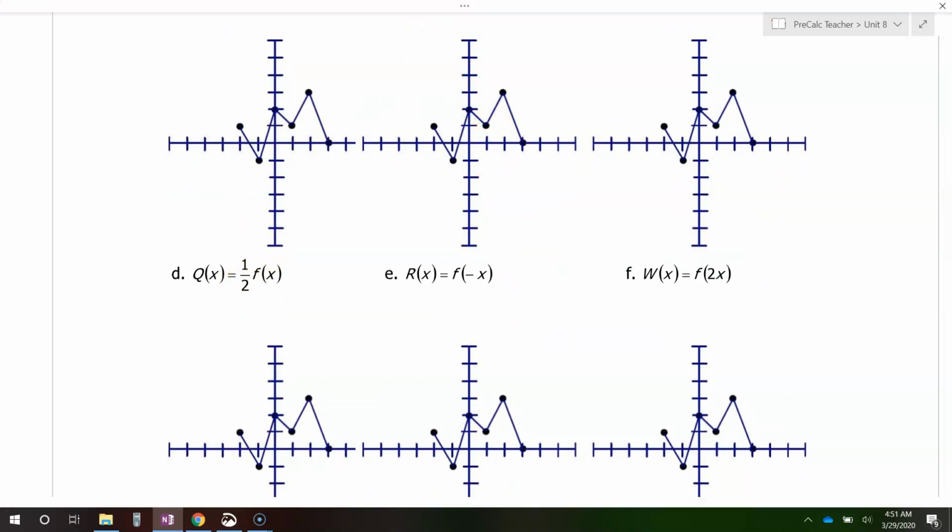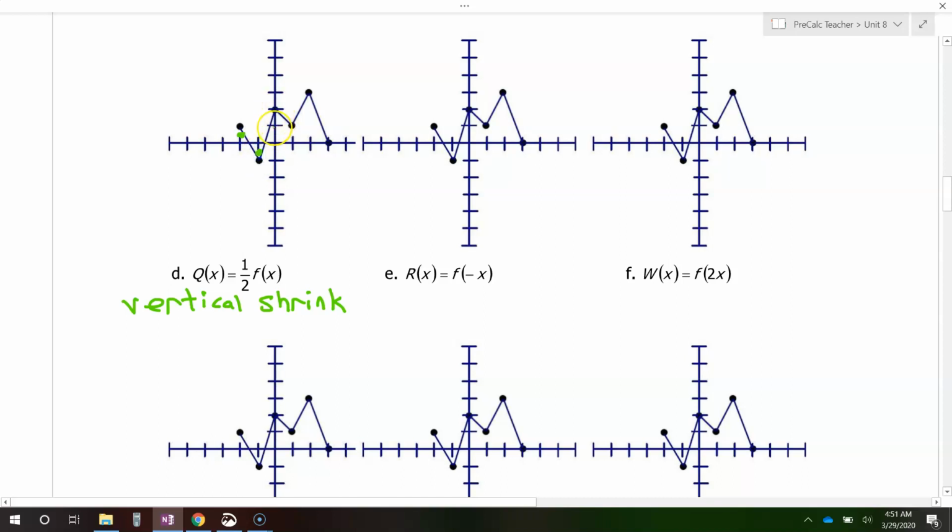Now this 1/2 in the front is going to be a vertical compression, or I think I'm going to say vertical shrink, just because it's a shorter word. So it's going to be a vertical shrink by a factor of 1/2. So all of the y values should be cut in half. So this y value is going to be just half of a space. This is going to become just half of a space.